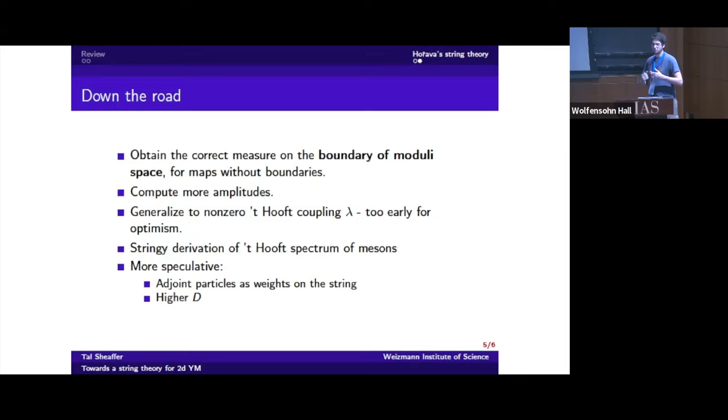And then what would be really nice is to rederive the 't Hooft spectrum or the 't Hooft equation in a manifestly stringy way. And further down the road, it's a long road, generalize to add adjoint particles, to give a theory that behaves more like a standard confining gauge theory, and to go to higher dimensions, of course. So thank you.